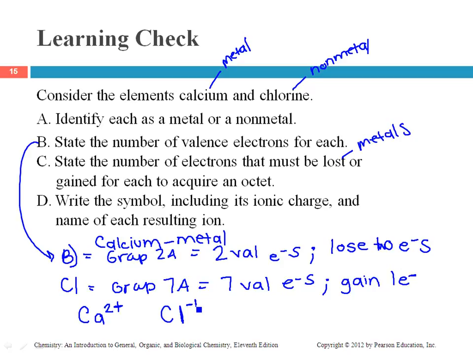Metals form a positive charge, non-metals form a negative ionic charge, and these would be the resulting ions. This concludes this video, and we'll be moving on to section 4.2.